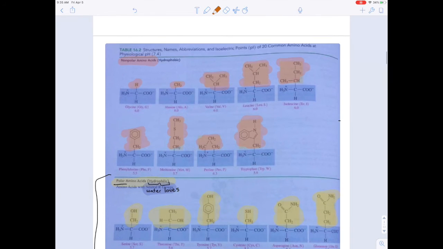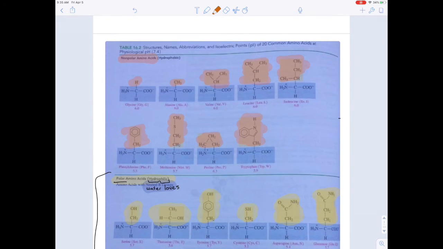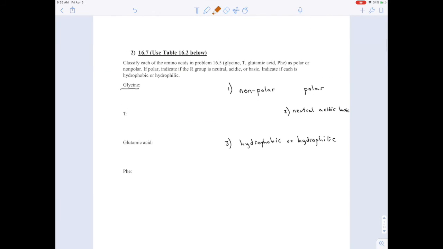So we have two big categories, nonpolar at the top, polar at the bottom. Within polar, we have acidic and basic. And also note that another term for nonpolar is hydrophobic, and another term for polar is hydrophilic. So armed with that classification, let's look at these.